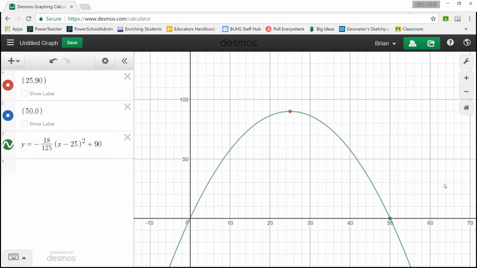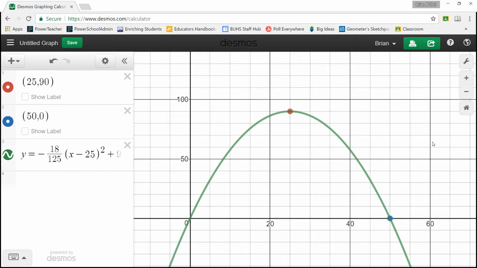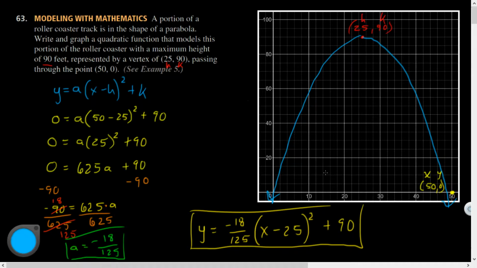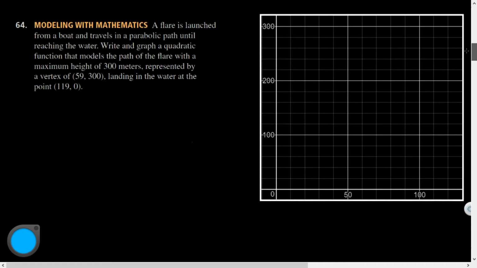Also, I can change this into projector mode. There, now we can see it a little bit more clearly. Lovely. I've only been talking for a few minutes here, 6 minutes. Tell you what, your lucky day is today. I'm going to go over the other problem, too.